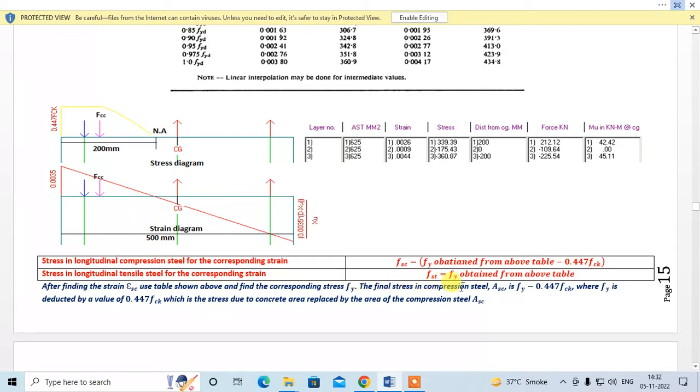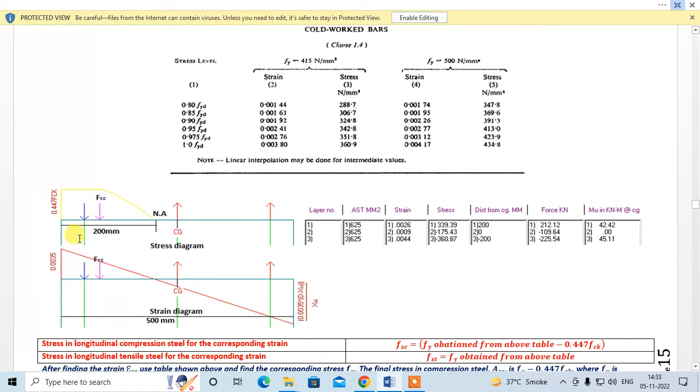The final stress in the compression steel Asc is fsi minus 0.447 fck, where 0.447 fck is deducted from fsi, which is the stress due to concrete area replaced by the area of compression steel Asc. This is very important, right? So in the compression zone, when we are providing compression steel, some area of concrete will be replaced by this area of compression steel. And to handle that, the stress of concrete has been deducted from the stress in steel.